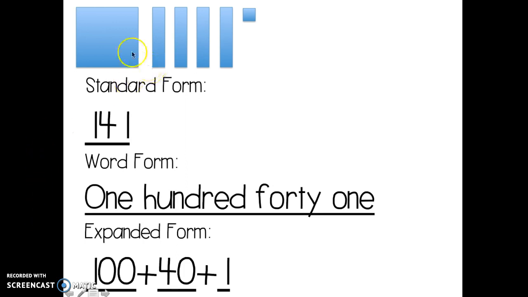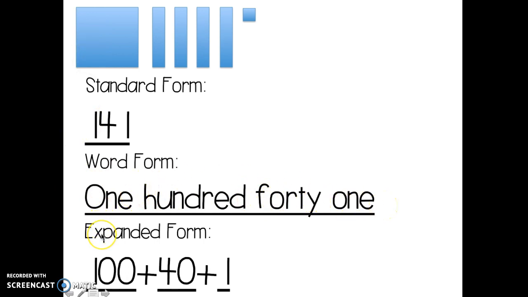Yes, as you can see here, our base 10 blocks, this big square, remember, represents 100. These tens blocks represent 4 of them, so there are 40. And this unit block represents the ones place. So in standard form, this base model represents the number 141. In word form, remember, I'm writing out the actual words that I'm saying. So we have 141.